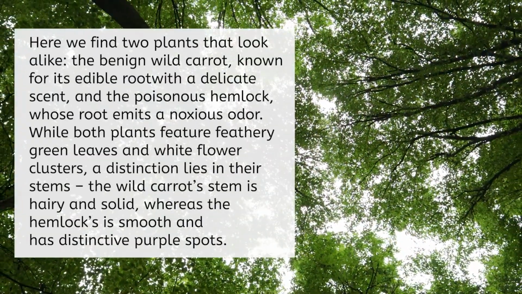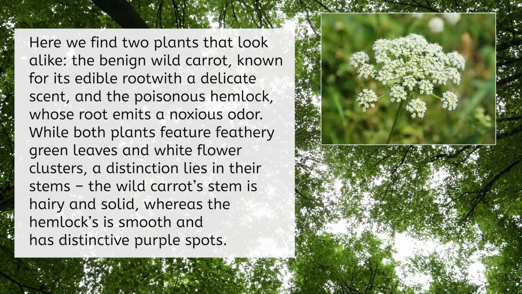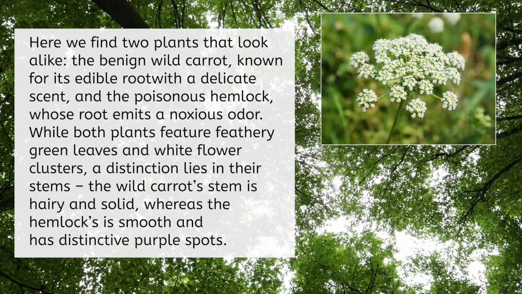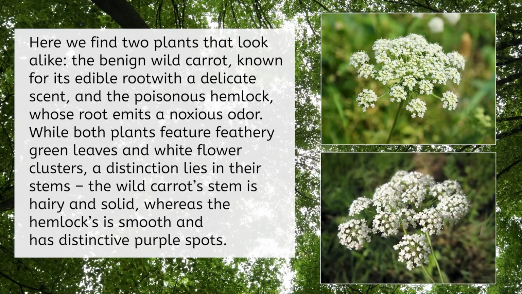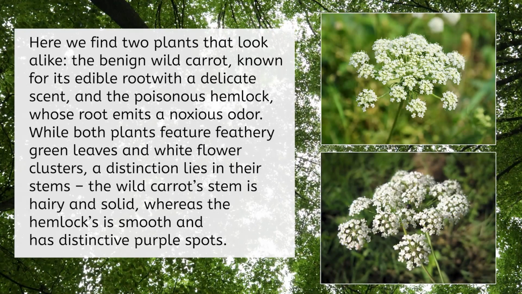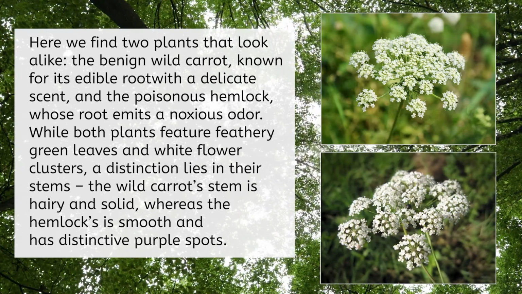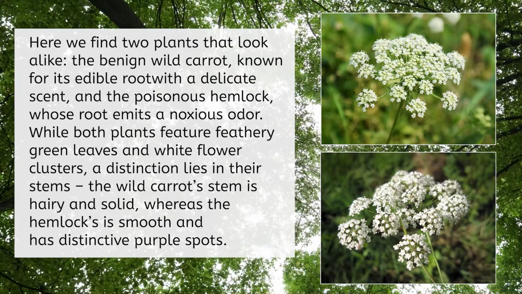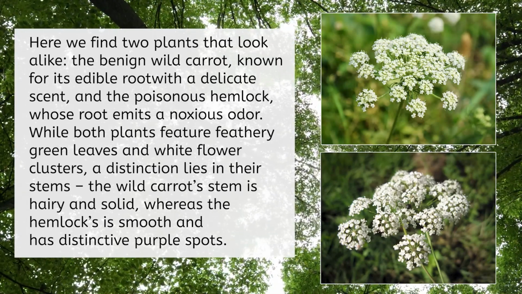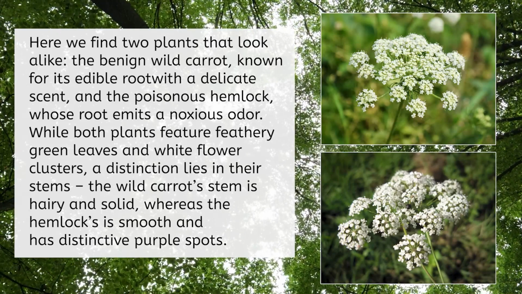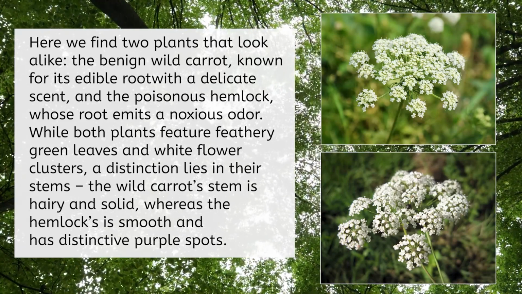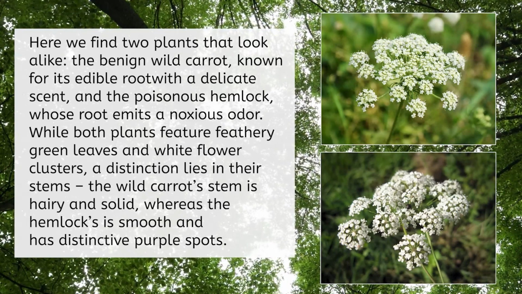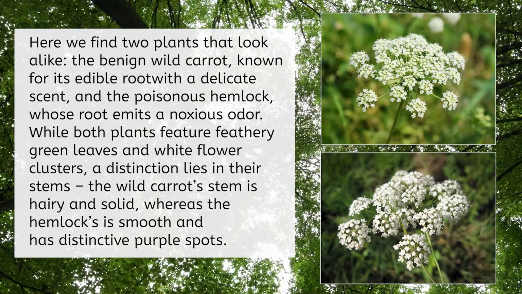Here we find two plants that look alike. The benign wild carrot, known for its edible root with a delicate scent, and the poisonous hemlock, whose root emits a noxious odor. While both plants feature feathery green leaves and white flower clusters, a distinction lies in their stems. The wild carrot's stem is hairy and solid, whereas the hemlock's is smooth and has distinctive purple spots. So I structure the text to describe the qualities of each plant and explain how to tell the difference.